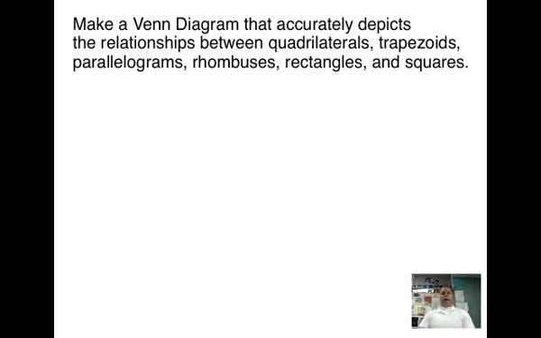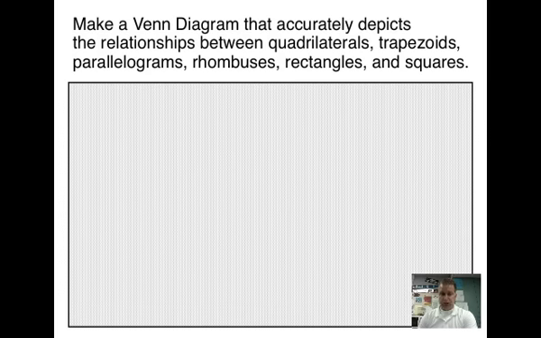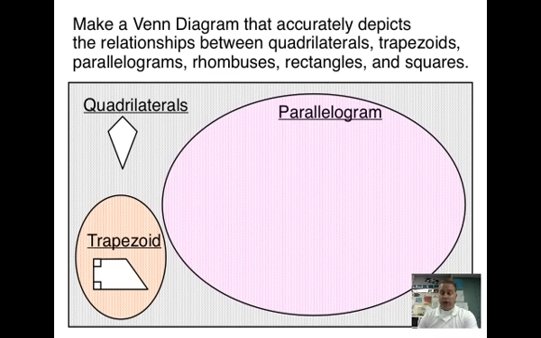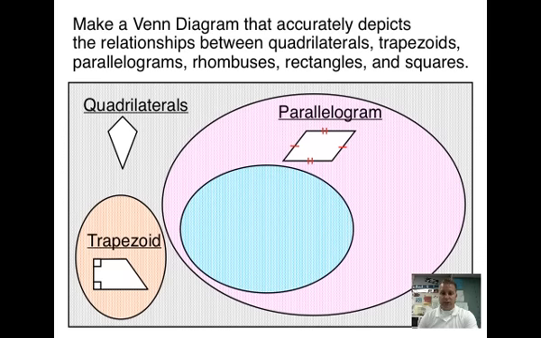We're going to make a Venn diagram that accurately depicts the relationship between quadrilaterals, trapezoids, parallelograms, rhombuses, rectangles, and squares. First of all, we have quadrilaterals, so everything inside here has to have four sides. And we have our trapezoids, and contained within our trapezoids are the ones that have one set of parallel sides. We then have our parallelograms, and within the parallelograms, that's two sets of parallel sides.